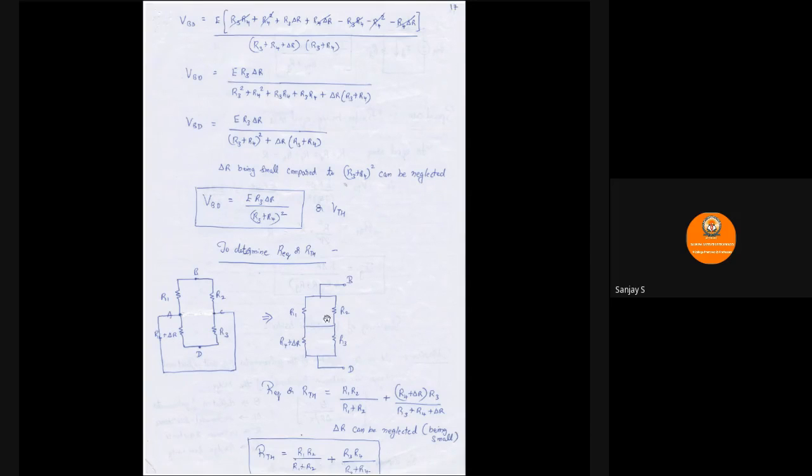It's very clear. R1 and R2 are in parallel. R3 and R4 plus delta R are in parallel. So this will become a single resistance, and this also will become a single resistance. Those two equivalent resistances will be in series.